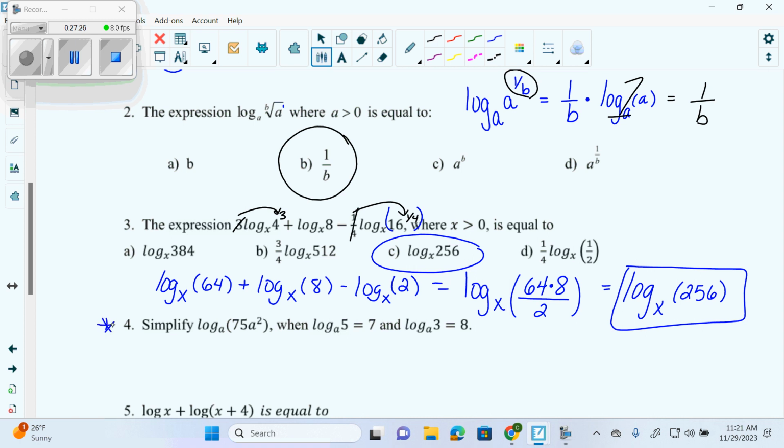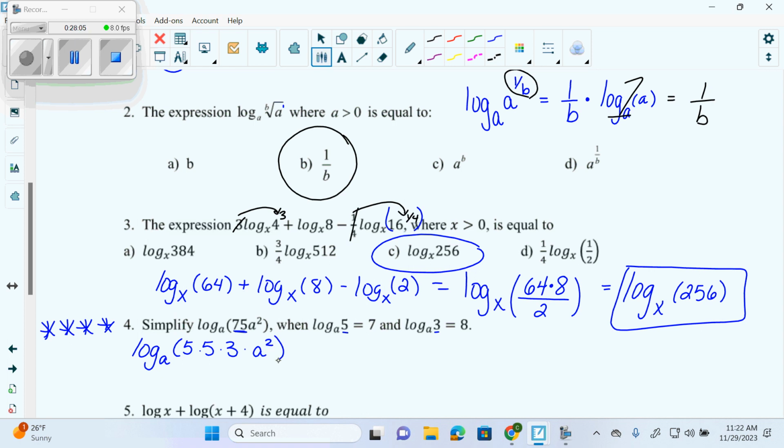Now I star number 4 because I see it a lot all over the place, and people do it terribly. So I know that if I had log base a of 5, I could fill in 7. And I know if I have log base a of 3, I can fill in 8. We agree? But I have log 75. Is there any way I can split 75 into 5s and 3s? Yeah, 25. 2 5s and a 3. I could go 25 times 3, right? So I could go 5 times 5 times 3. So I can rewrite this as log base a of 5 times 5 times 3 times a squared, technically, right?